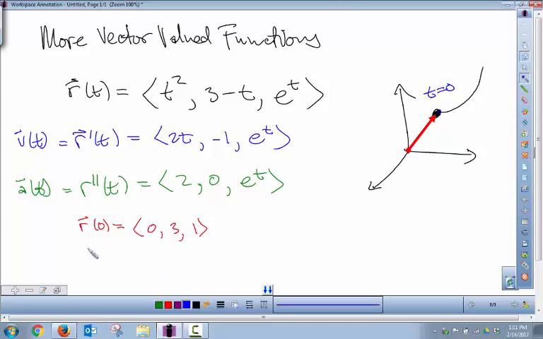If we figure out r prime of 0, we will put 0 in here, and that's 2 times 0 and a -1, and then e to the 0 power is 1. And so we got a vector that looks like it's parallel to the yz plane. There's no x. It doesn't move in x. And it goes -1 in the y and +1 in the z.